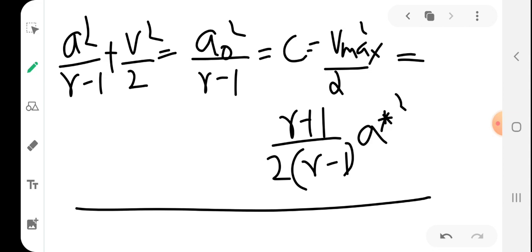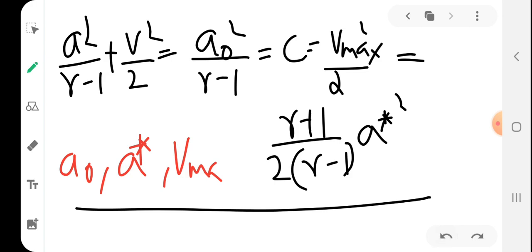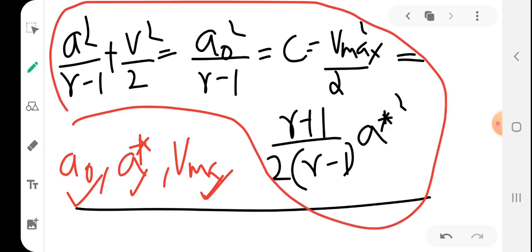So this is the relationship between a0, a star, and vmax. Vmax is the maximum velocity that can be obtained by the fluid flow when the thermal energy is completely extracted. A star is the velocity of sound at the critical section. A0 is the velocity of sound at stagnation properties. All these three reference velocities are related in this way. So this equation is the adiabatic energy equation.